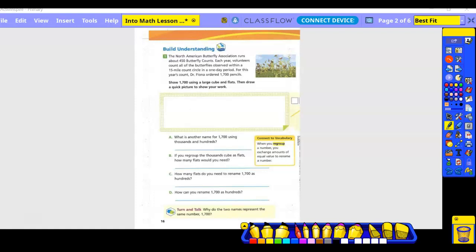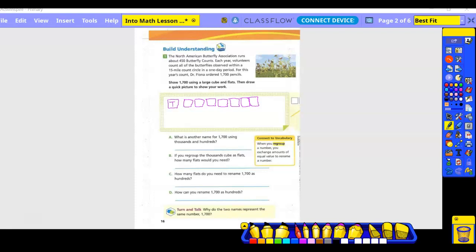Okay, so we said that in order to draw, you could draw a cube, but we don't have to make it 3D. So in order to do that, we're going to draw, how many thousands do we have? 1, right? Okay, so we're going to draw 1 and put a T in it, right? Okay, how many hundreds do we have? What number is in the hundreds spot, guys? 7. Yeah, so down here, okay, because we're talking about the pencils. So 1, 2, 3, 4, 5, 6, 7. So our base 10 blocks represent 1,700.